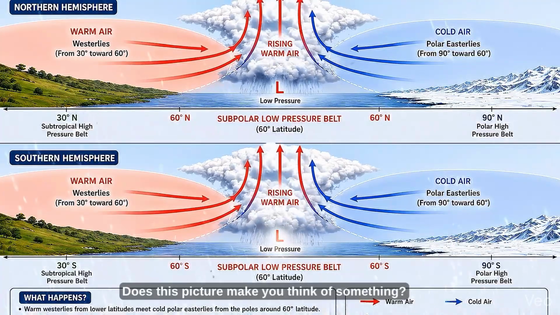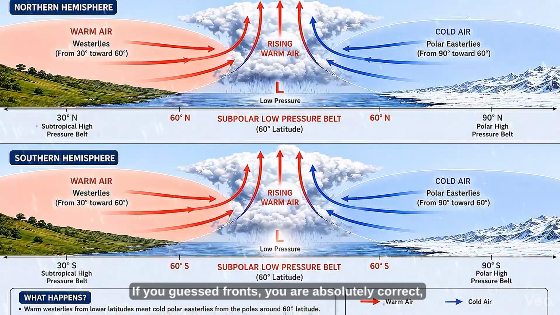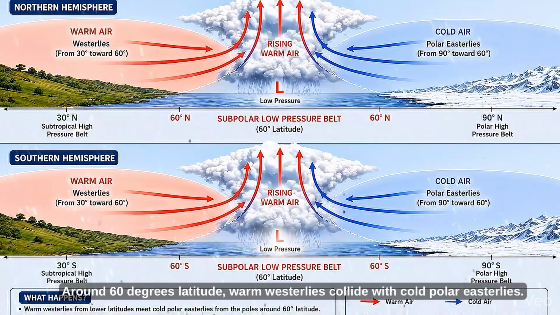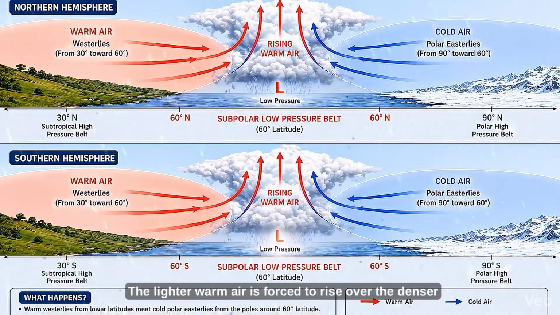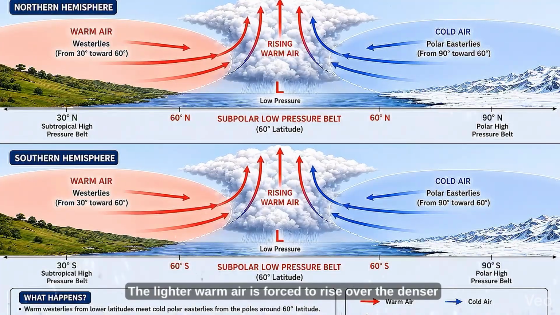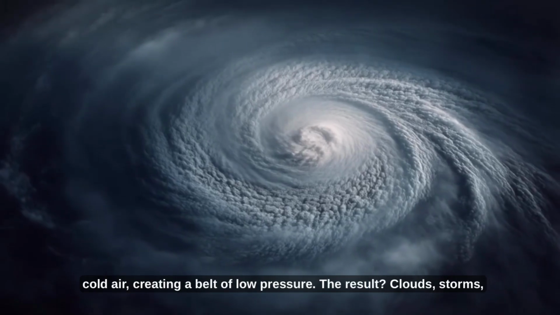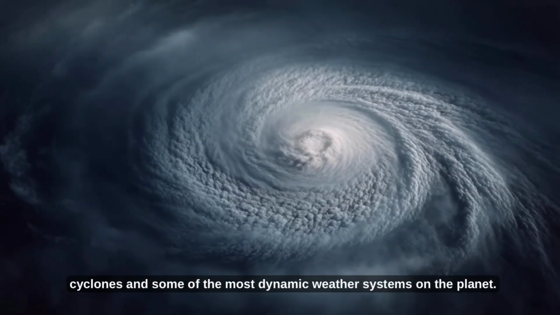Does this picture make you think of something? If you guessed fronts, you are absolutely correct, because this is where the polar front is born. Around 60 degrees latitude, warm westerlies collide with cold polar easterlies. The lighter warm air is forced to rise over the denser cold air, creating a belt of low pressure. The result? Clouds, storms, cyclones and some of the most dynamic weather systems on the planet.